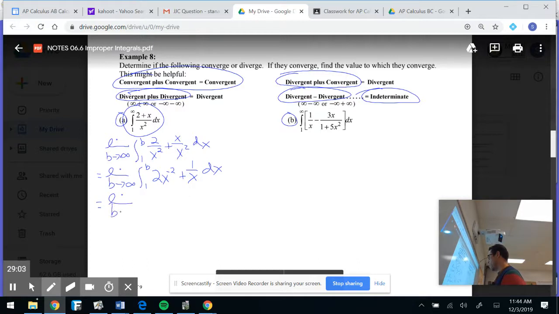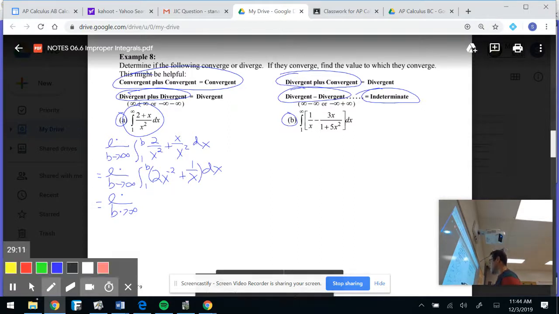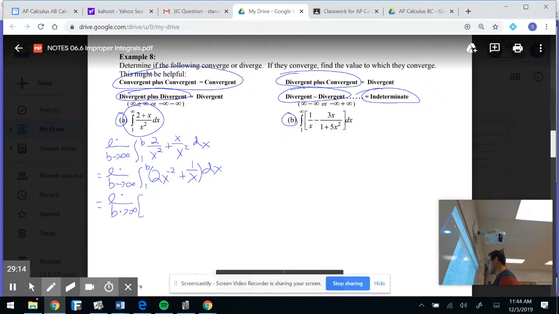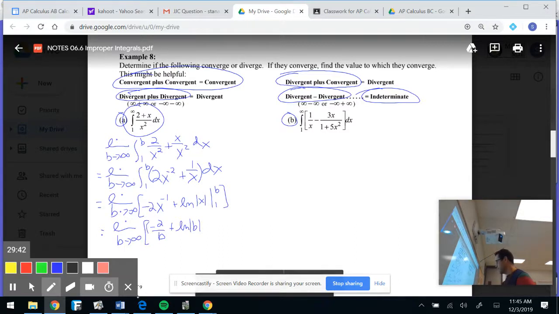So let's go ahead, and I bet you we're going to use one of those special situations up there. Let's look at this. What happens here? Power rule. So I'm going to add 1, which would be a -1, and then divide by -1. So that's a -2. Plus the natural log of the absolute value of x. We're going to evaluate that from 1 to b. Let's use the fundamental theorem of calculus. We plug in that, we get -2 over b. That's not too bad. That would be 0, right, class? Plus the natural log of the absolute value of b, which would be infinity.